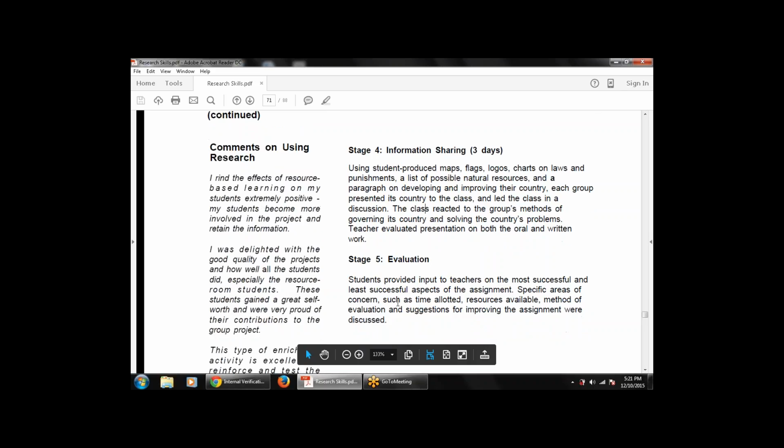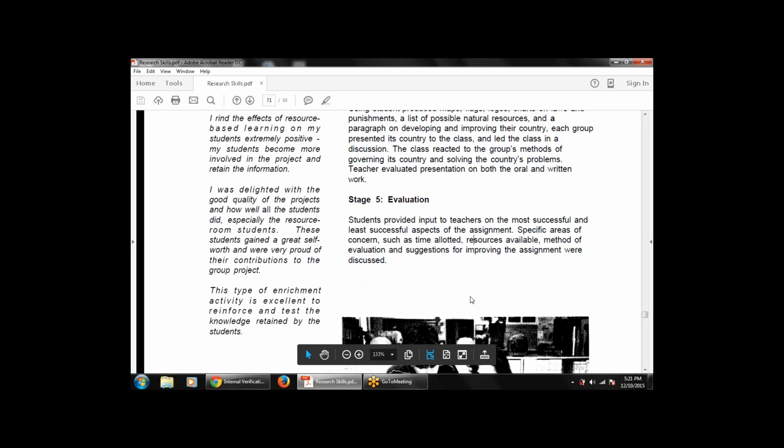Then the teacher evaluates the presentation, on both the oral and the written work. Then stage number 5 is the evaluation. Students provided input to the teacher on the most successful and the least successful aspects of the assignment, and on specific areas of concern, such as the time allotted, resources available, and method.